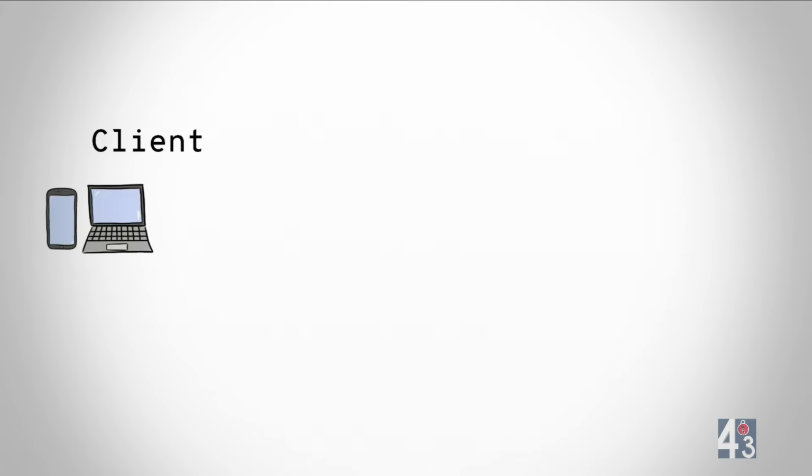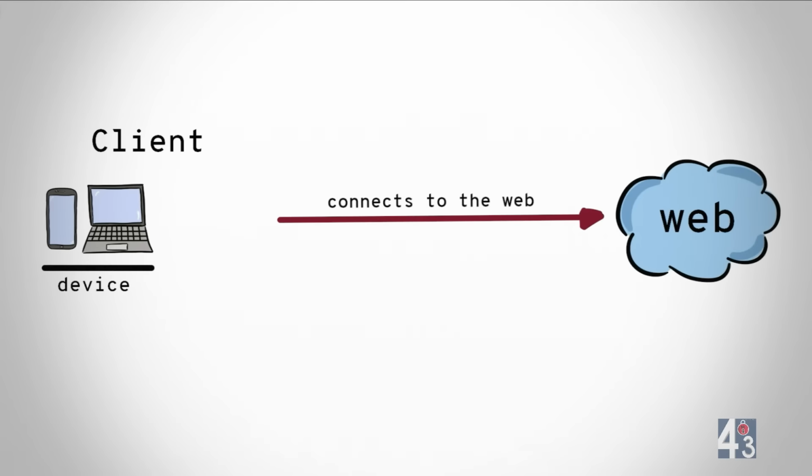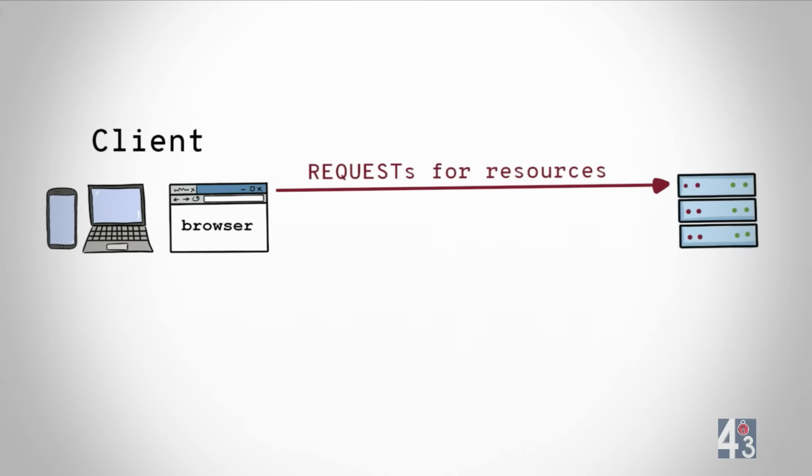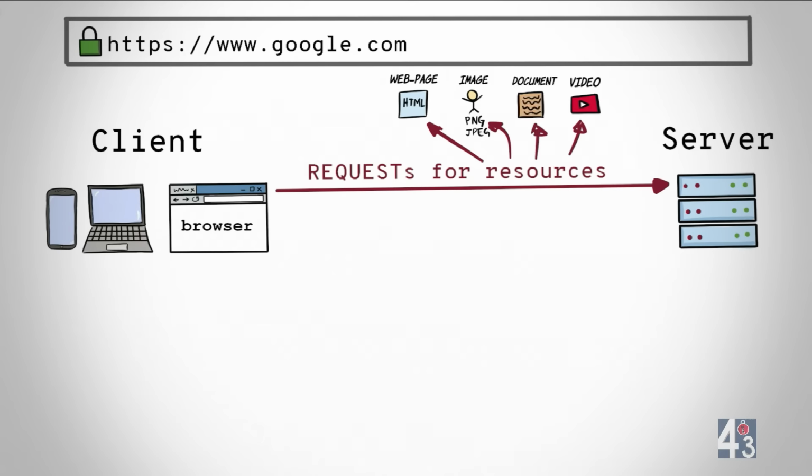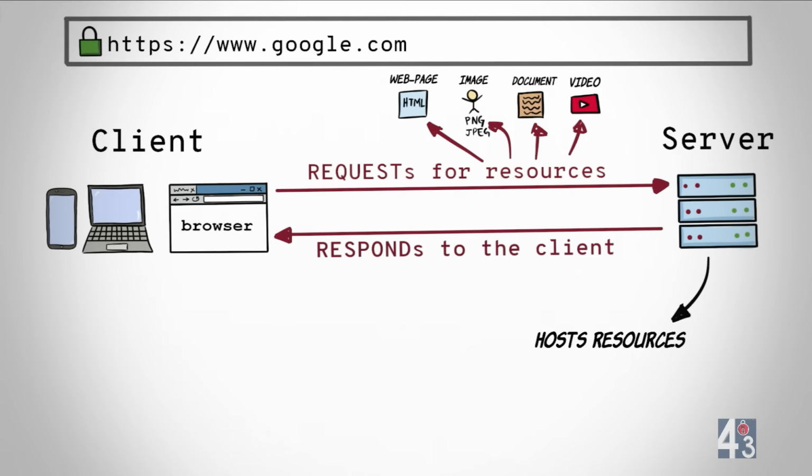A client is any device that you use to connect to the web. Also, the web browser in your device that you make use of to access the web could be considered a client. The client is responsible for making requests for resources on a server, and this is usually accomplished by typing a URL or clicking on links within your browser. A resource could be any file, like a web or an HTML page, an image, any file type, or a video. A server is a computer that hosts the resources. It responds to requests made by the client and delivers the resource to the client.